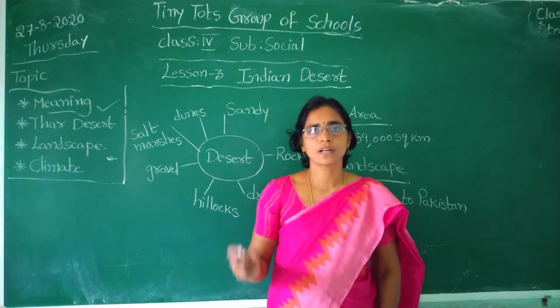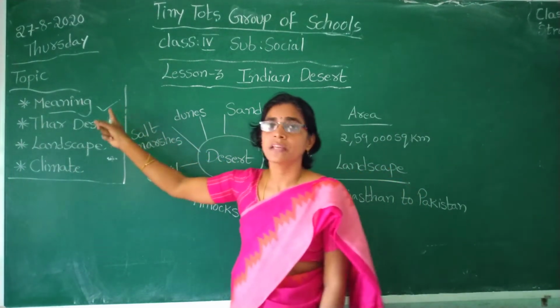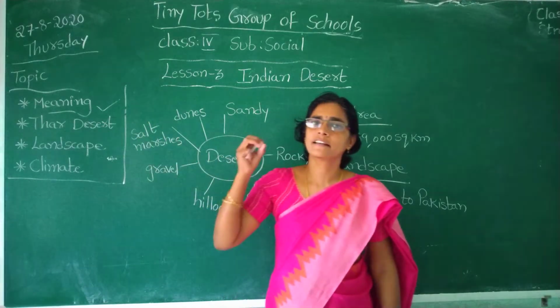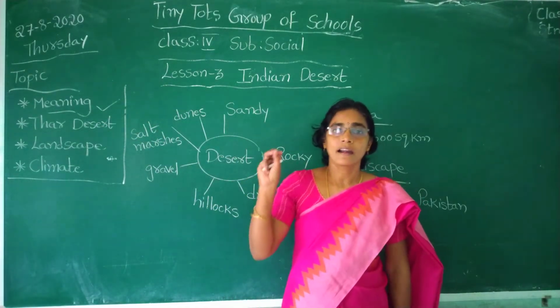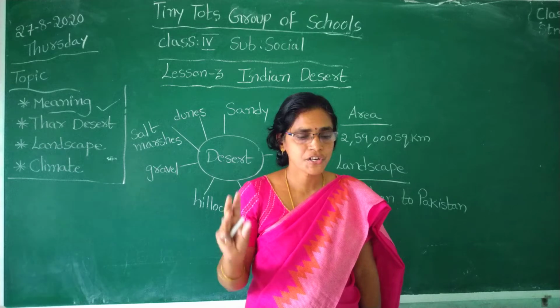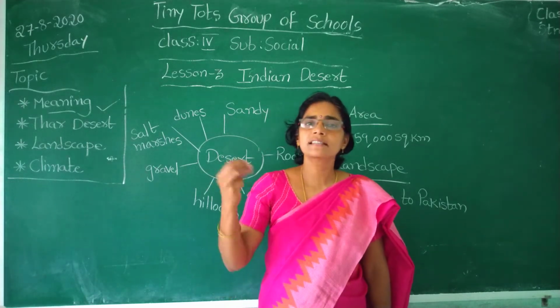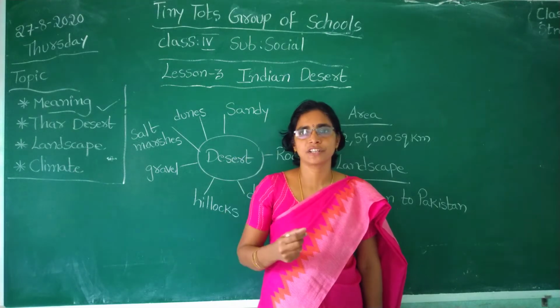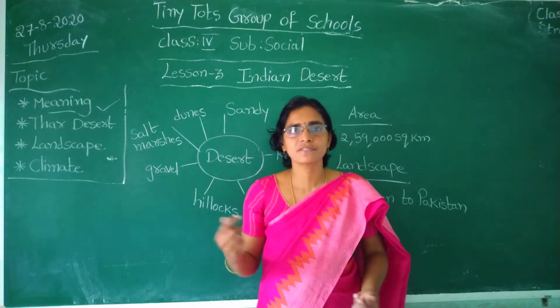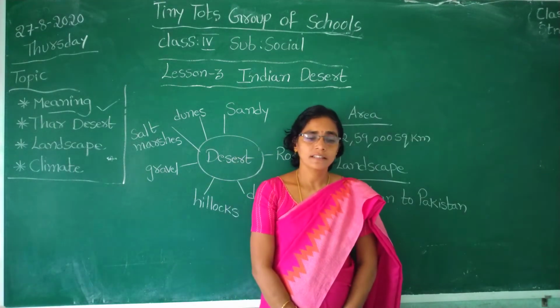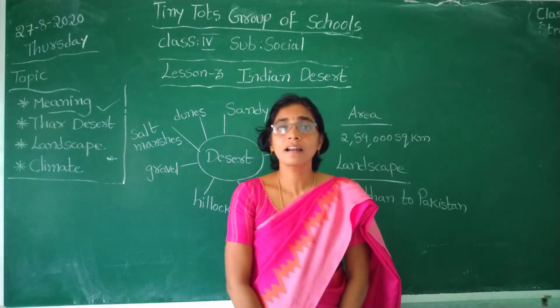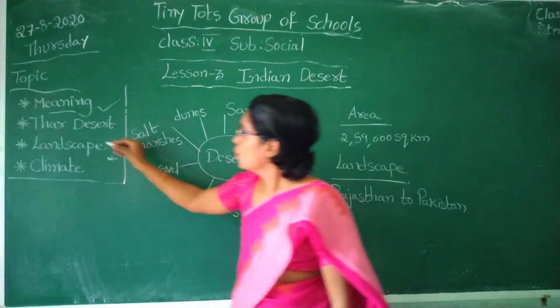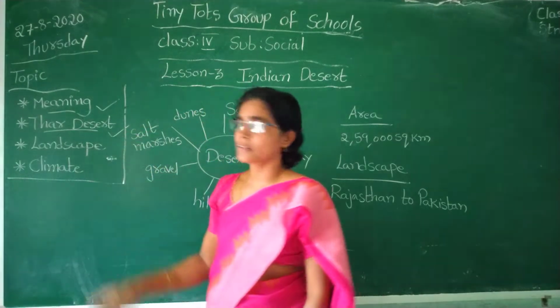I think you understood what is the meaning of desert. A place which is very dry, sandy, harsh and rocky, and which is having extremely high temperature, and which is having less vegetation. That is called a desert. Now we learn about the Thar desert.